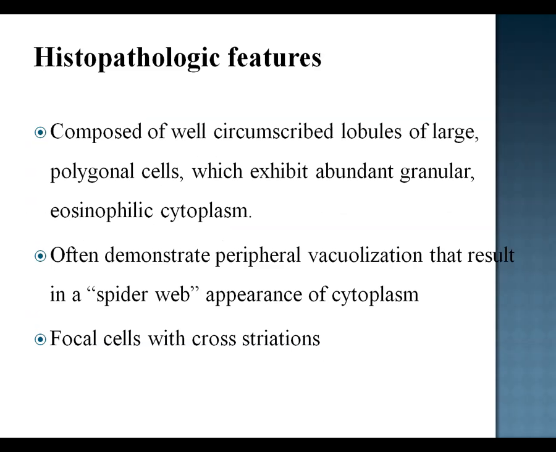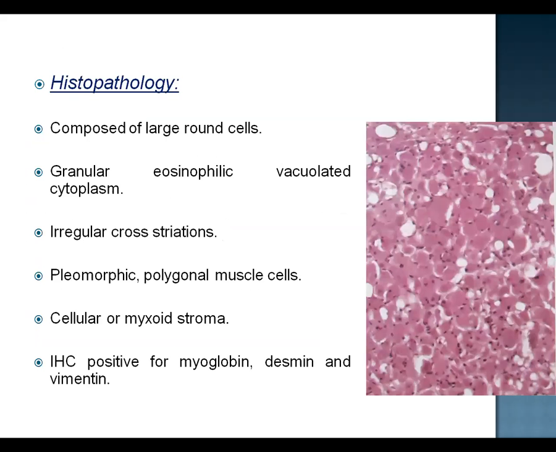Histopathological features: composed of well-circumscribed lobules of large polygonal cells which exhibit abundant granular eosinophilic cytoplasm, often demonstrating peripheral vacuolization that results in a spider web appearance of the cytoplasm, with focal cells showing cross striations. Histopathologically composed of large round cells, granular eosinophilic vacuolated cytoplasm, irregular cross striations, pleomorphic polygonal muscle cells, and a cellular or myxoid stroma.